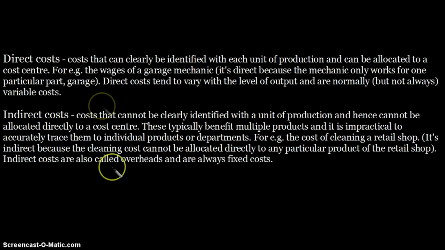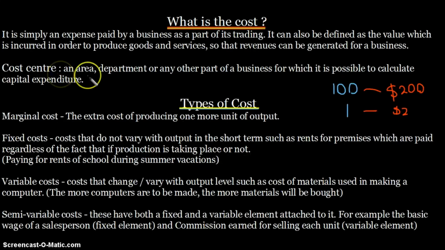The next two costs we have are direct and indirect costs. Now, direct costs, as the word suggests, direct, are costs that can clearly be identified with each unit of production and can be allocated to a cost center. We earlier discussed what a cost center is: any area or department of a business for which it is possible to calculate capital expenditure.